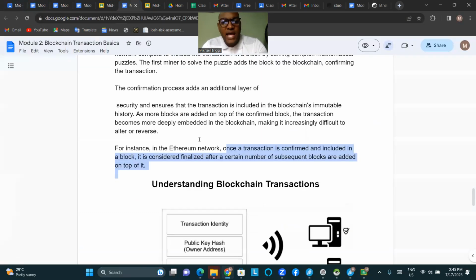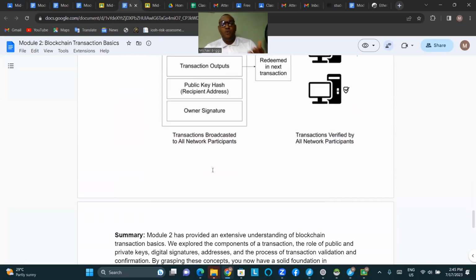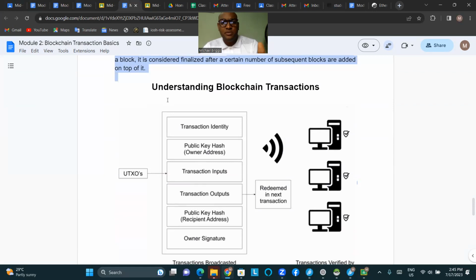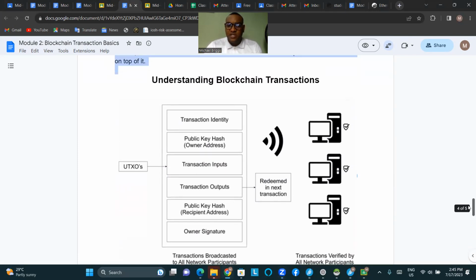All right, so let's use this picture here to just summarize all that we have learned in this module, okay? Now, this picture is showing us the process of blockchain transactions, okay? Understanding blockchain transactions.